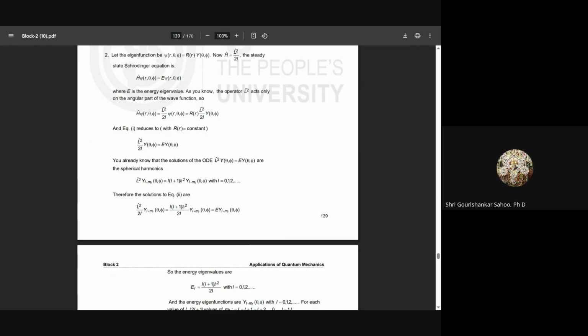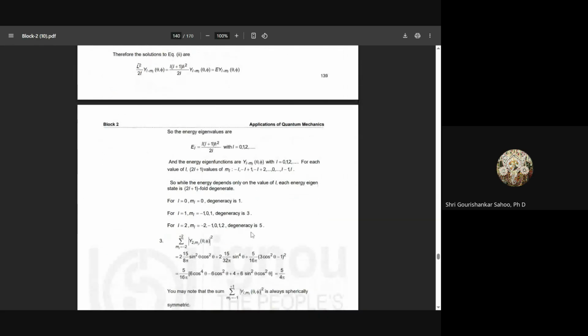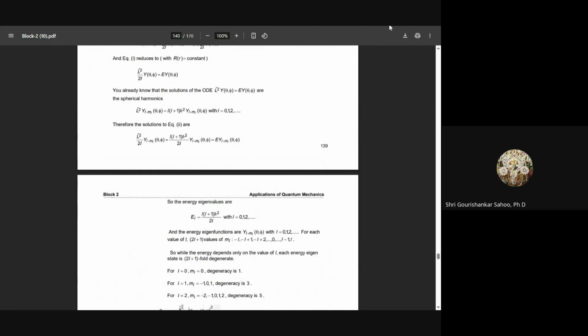The solution is here. Let the eigenfunction be psi(r, theta, phi) equal to R(r) Y(theta, phi). So h cap is equal to L cap square by 2I. So the steady state Schrodinger equation is h cap psi equals E psi, and you can use the uncertainty relation to prove it.